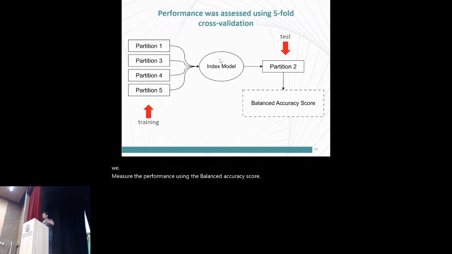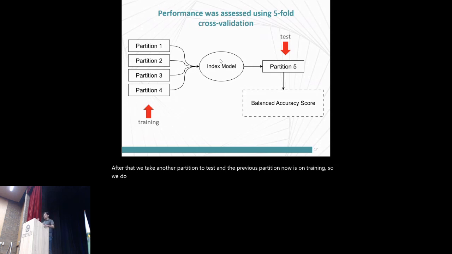After that, we take another partition to test, and the previous partition is now in training. We do this until we finish with all partitions, and at the end, we end up not with 1 evaluation, but with 5 evaluations. This makes the evaluation more robust and takes out the bias of selecting a particular partition.